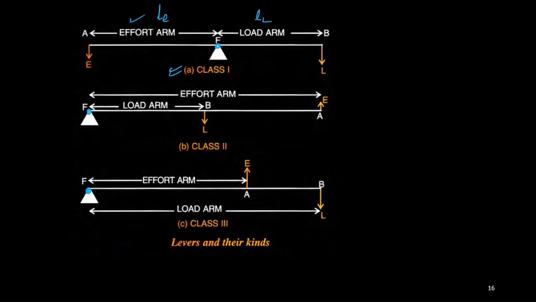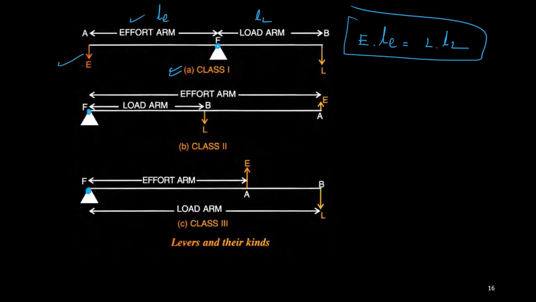From the principle of the lever mechanism, E into LE should be equal to L into LL. Why? Because of the principle of moments: about the fulcrum position, the net moment should be equal to 0. One moment is given by E, another by L, so the total moment should be 0. The moment of E is E into LE, and the moment of L is L into LL. Same logic goes for the class 2 lever: load into load arm, effort into effort arm.